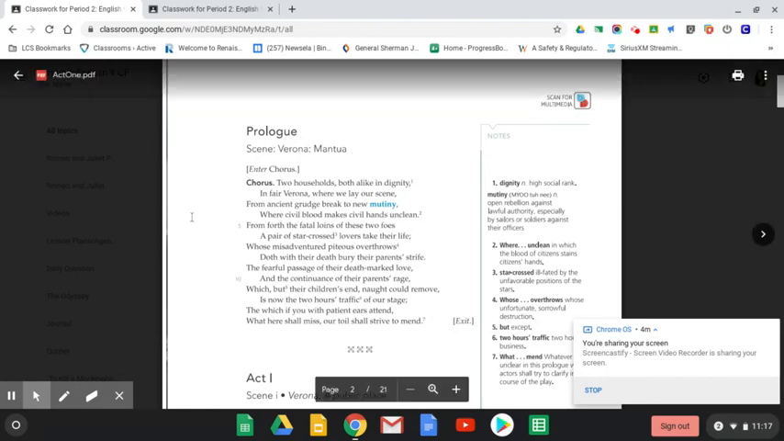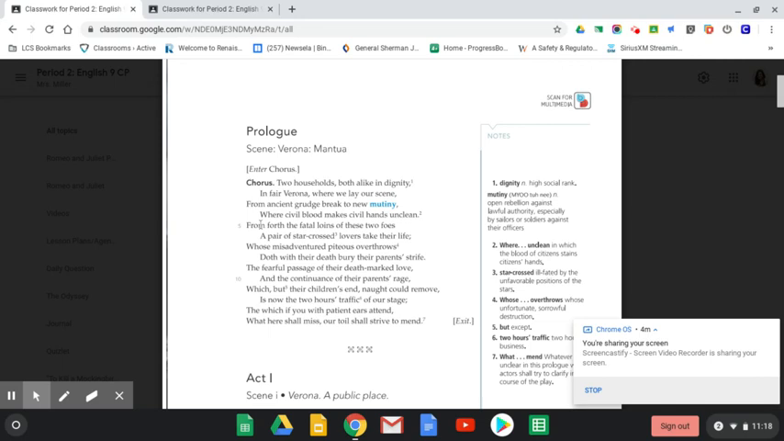Okay, and so here we have enter chorus, and I will read this and kind of just slow down and show you how I translate it, just to help you get started. Okay, so it says enter chorus.